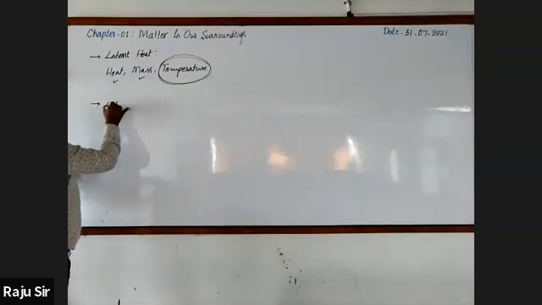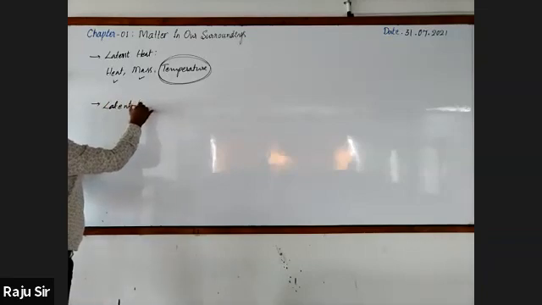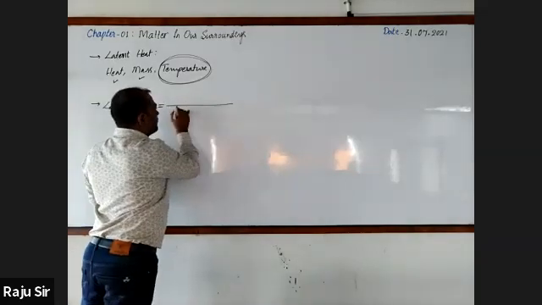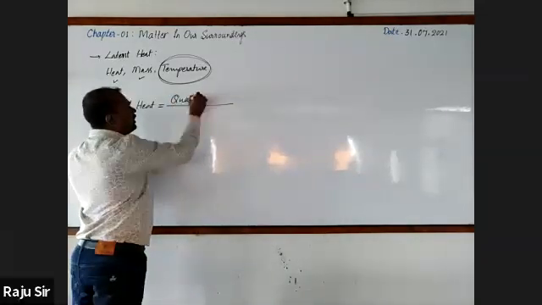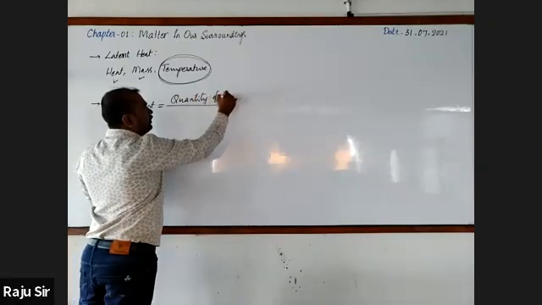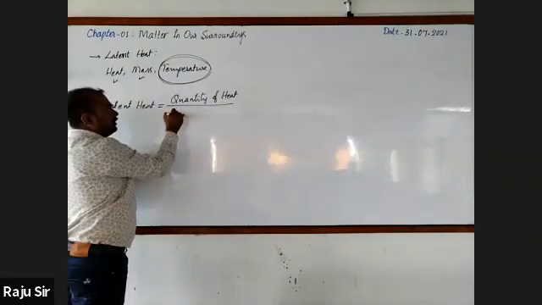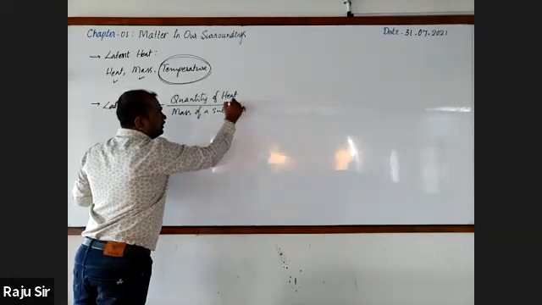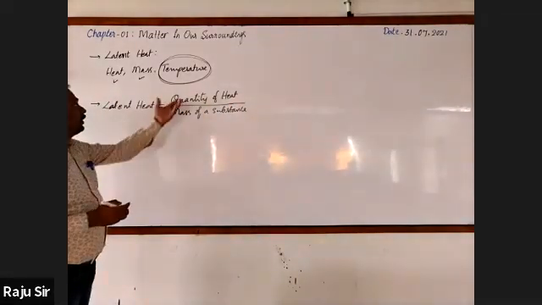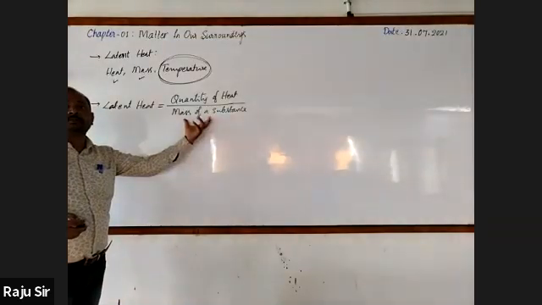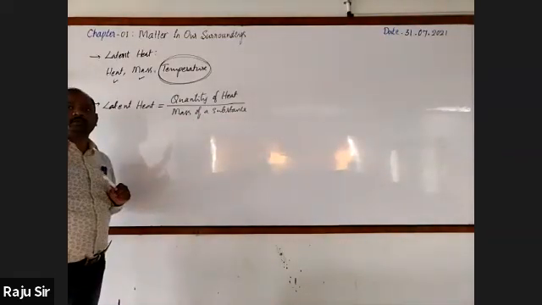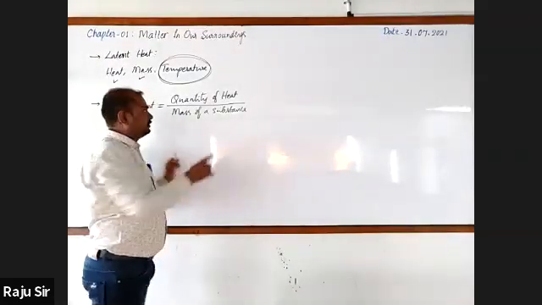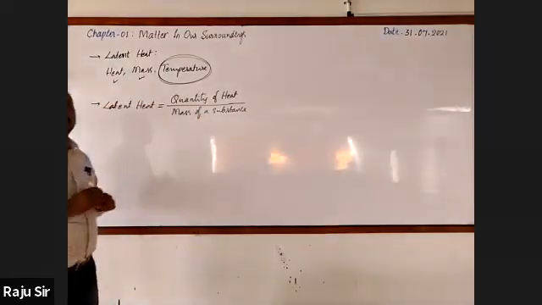Latent heat is equal to the quantity of heat divided by the mass of a substance. Here we are dividing the quantity of heat by the mass of the substance because we will calculate the amount of heat required for the conversion for every unit mass. That is why we are going to divide this by mass.